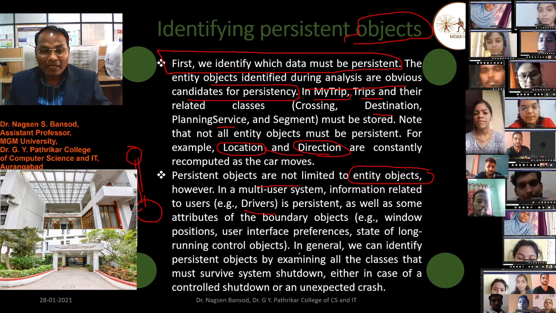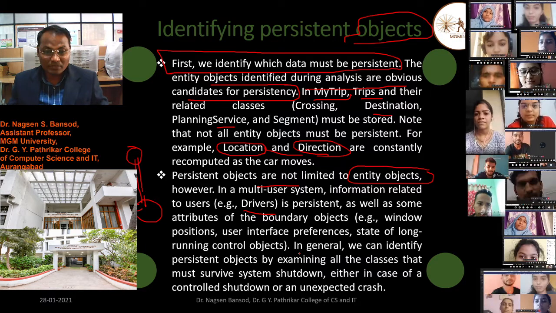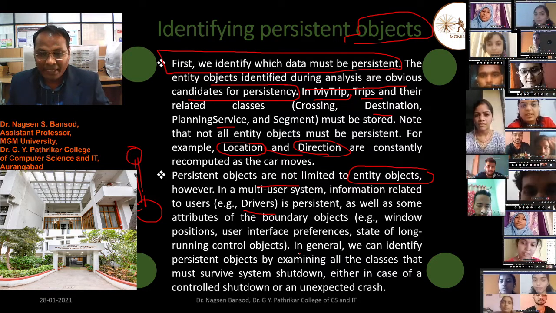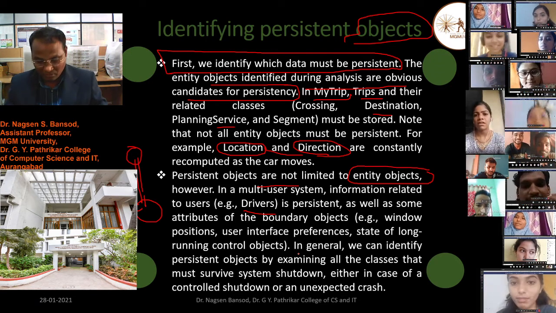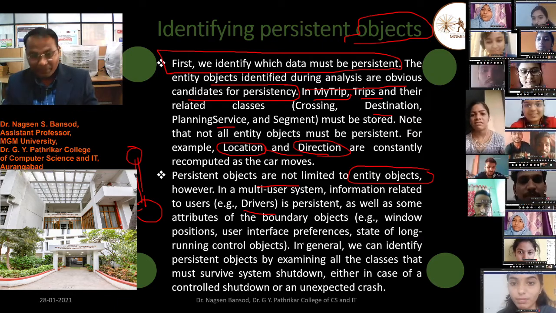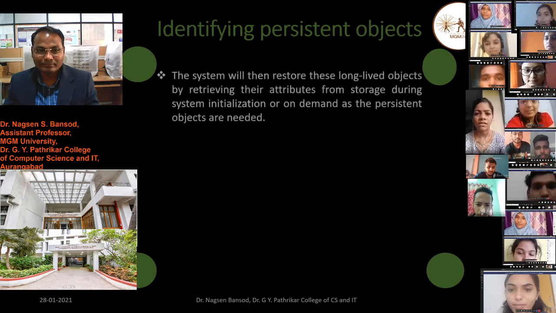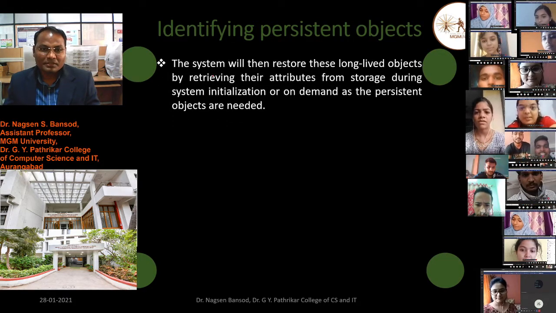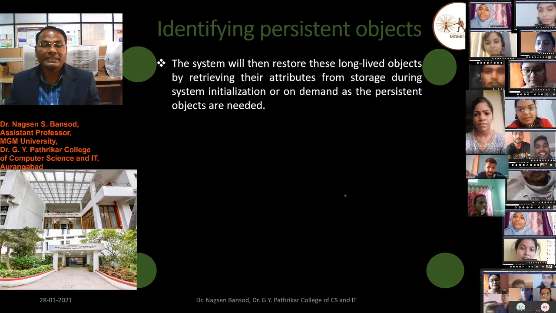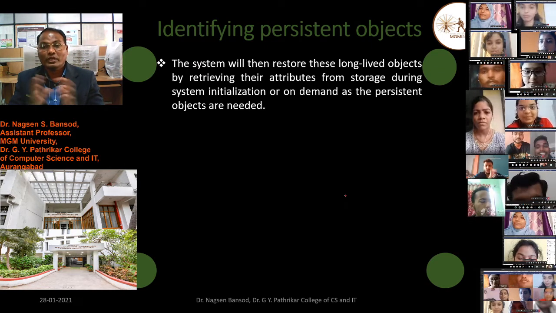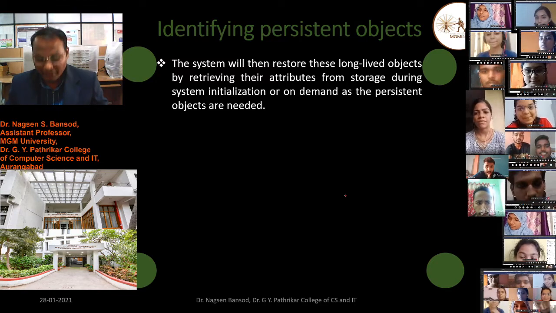In general, we can identify persistent objects by examining all the classes that must survive a system shutdown, either in case of a controlled shutdown or an unexpected crash. These are the persistent objects. The system will then restore these long-lived objects by retrieving their attributes from storage during system initialization, or on demand as the persistent objects are needed.